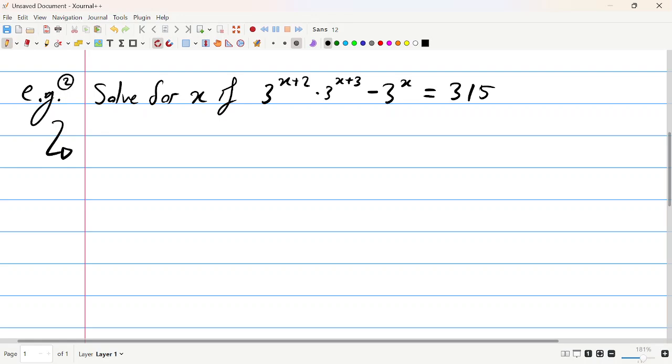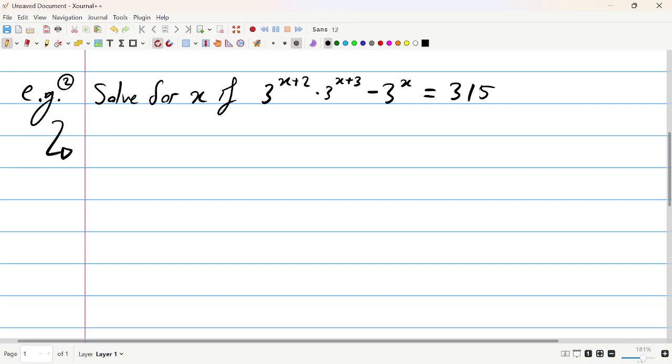Now, how on earth are we going to do this? So first things first, remember the whole plan. The whole plan is for us to get the bases on both sides to be the same, so that we have an exponent as well for each base. So how are we going to do this?